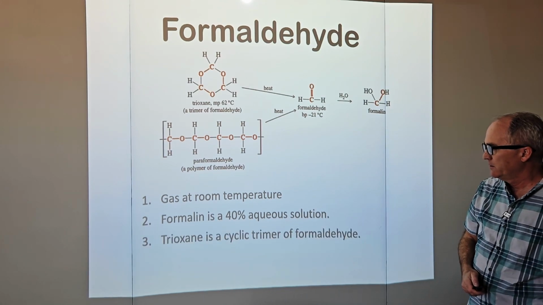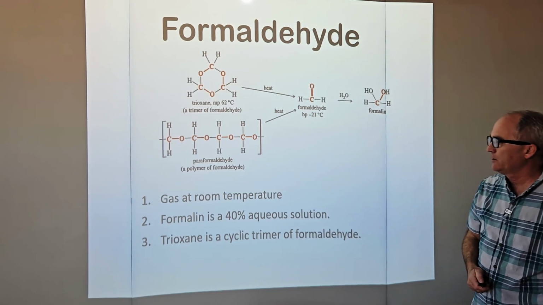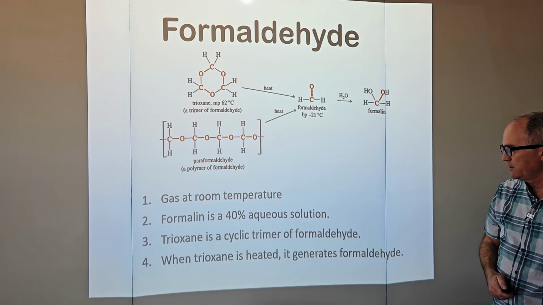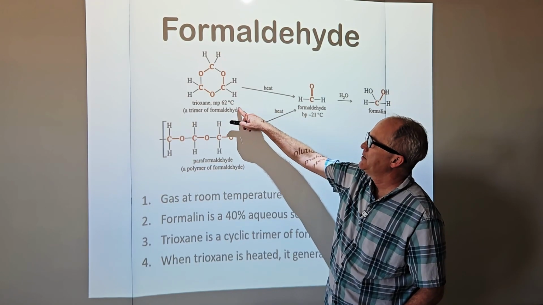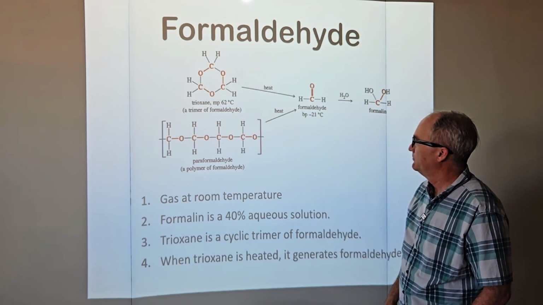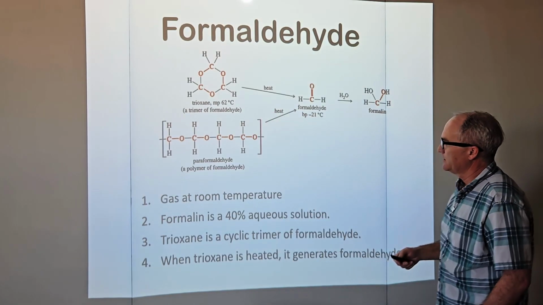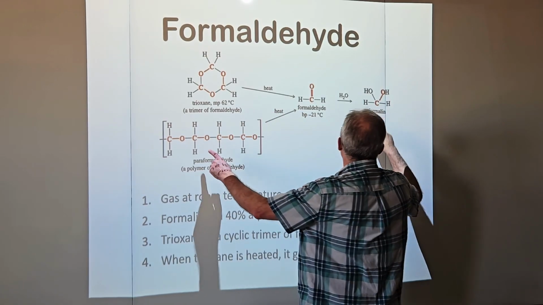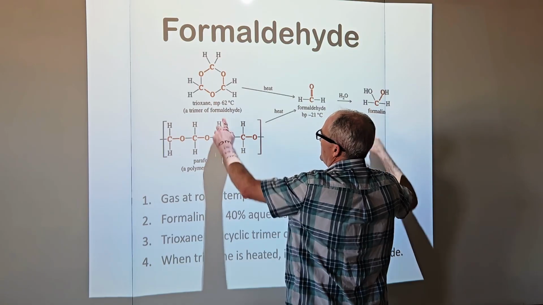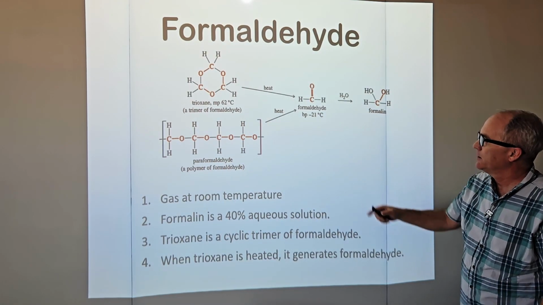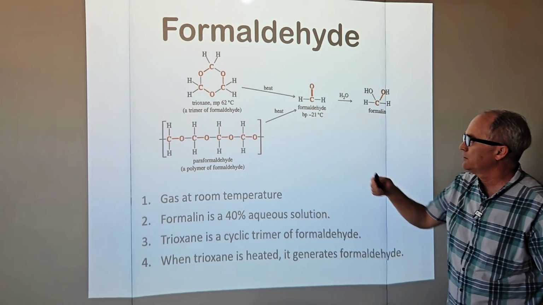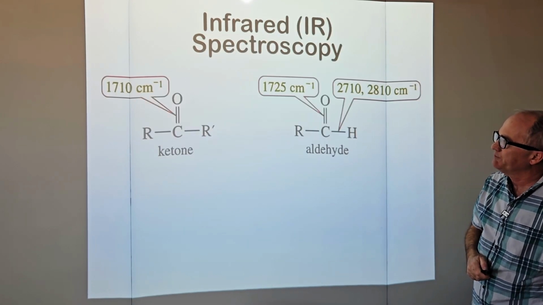Trioxane is a cyclic trimer of formaldehyde. When trioxane is heated, it generates formaldehyde. Melting point. Interesting. So this is a solid and this is a gas. The interesting thing is why are these things the way they are? Hydrates, acetals, and hemiacetals. That's all the chemistry of carbonyl carbon, which we should get in this chapter.